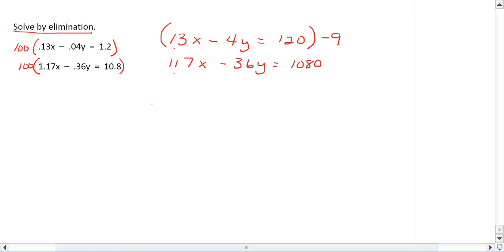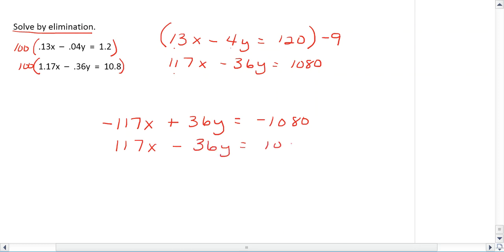So 13 times that -9 is -117x, and then it becomes a plus 36y, and then 9 times 120, I should say negative 1080. All right, this is kind of interesting now when I write in this second equation. So I hope you're kind of seeing what's happening. When we draw a line and add here, the y's drop out, everything is gone, and we end up with 0 equals 0.